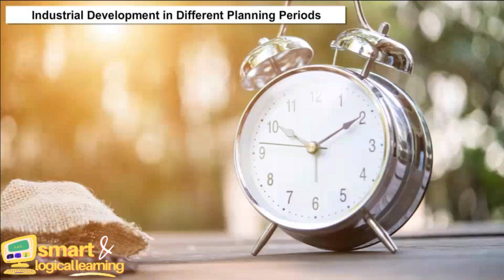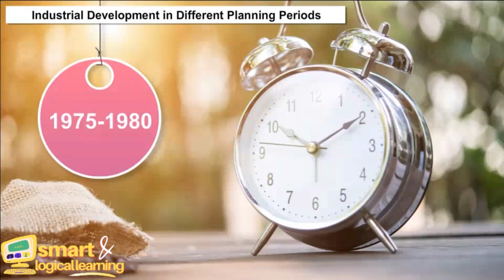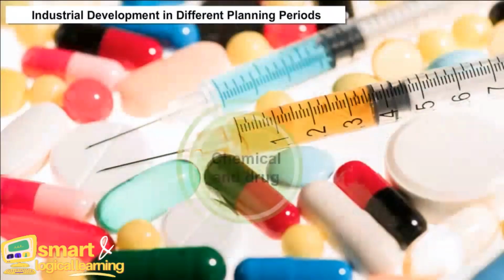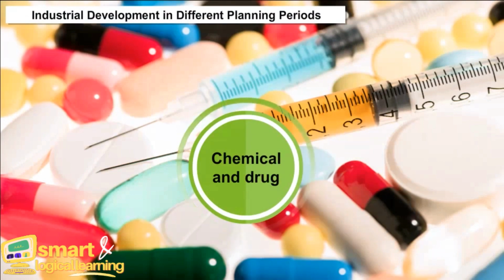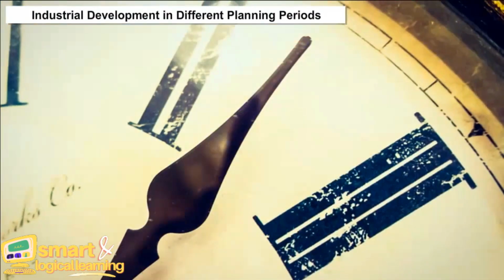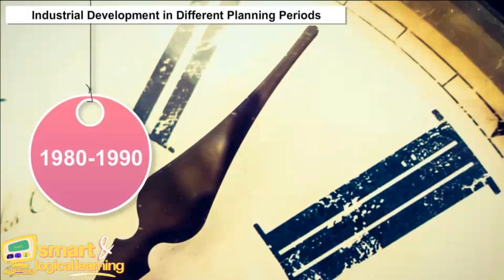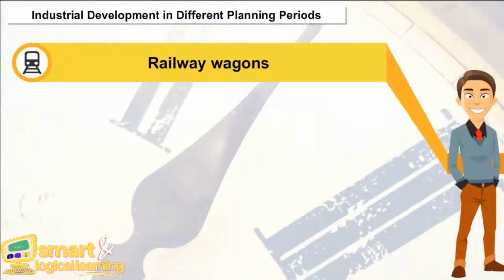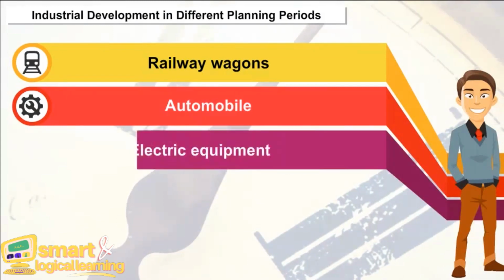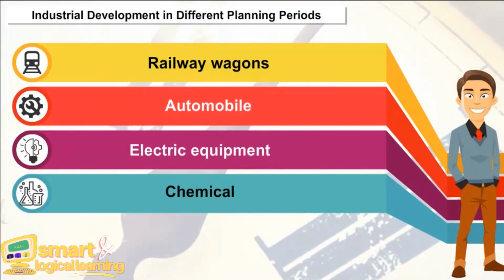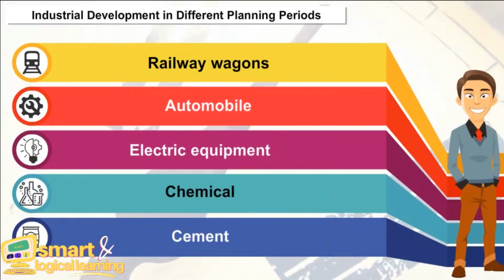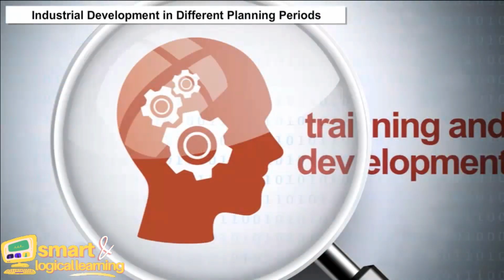In the fifth FYP, that is 1975 to 1980, steel industries, chemical and drug manufacturing were taken care of. In the sixth and seventh FYP, that is 1980 to 1990, railway wagons, automobile, electric equipment, chemical and cement were prioritized. The appropriate backup of training was set up.